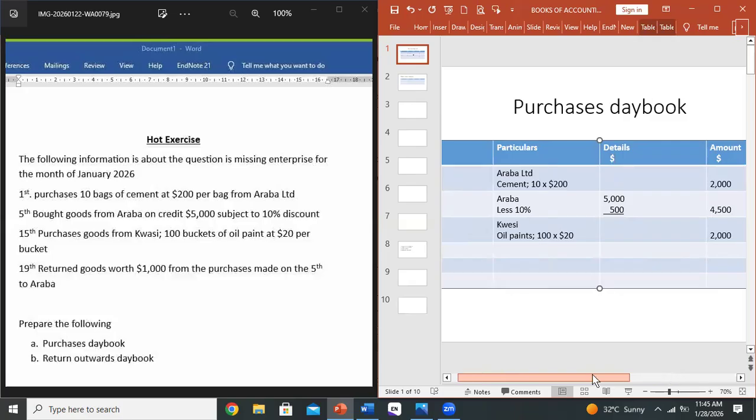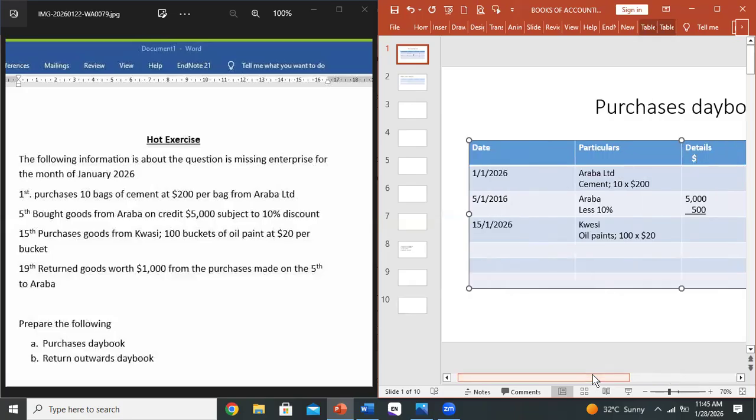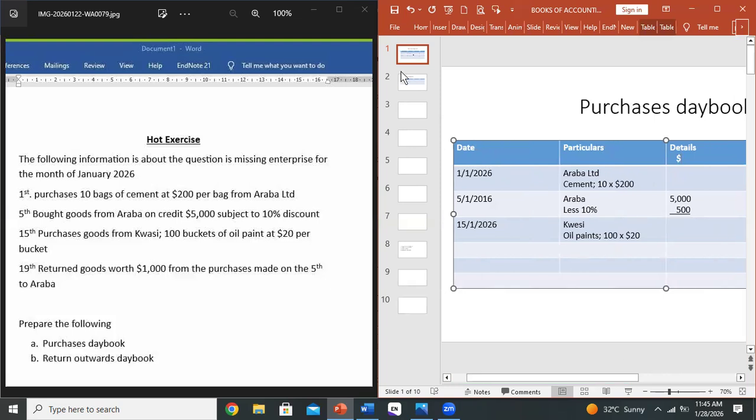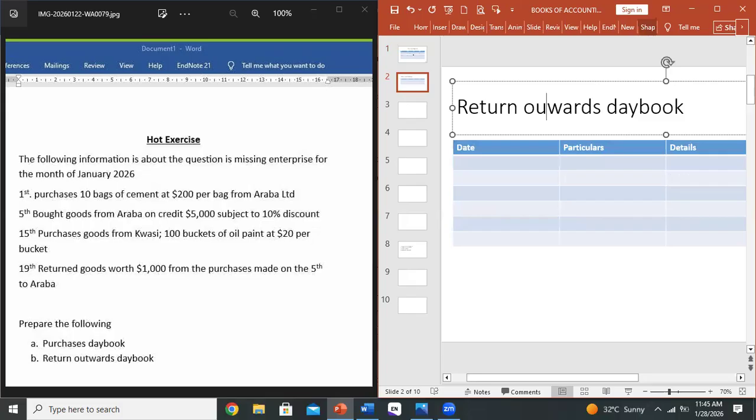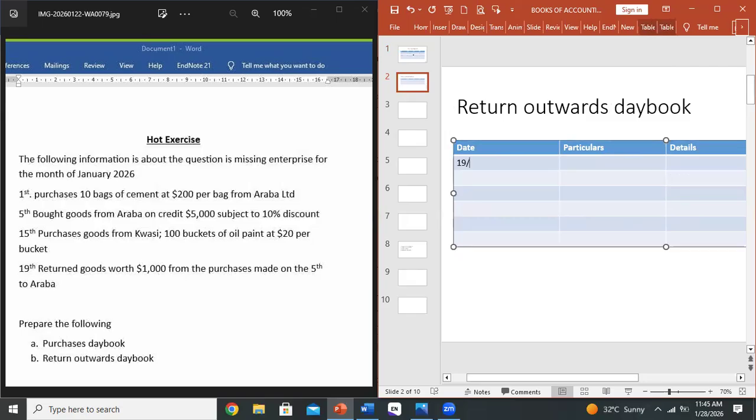So the last one was the return goods worth 1,000 from the purchases made on the 5th. So this will go into return outwards book. So go to return outwards, and then put in the date, 19th January 2026. The details will be goods returned to Araba.